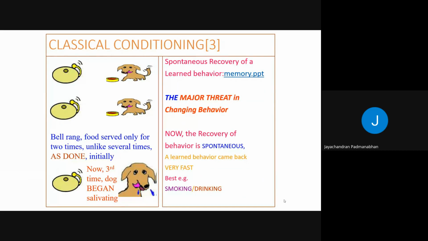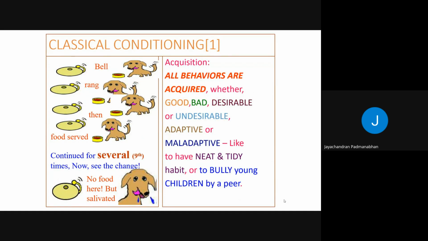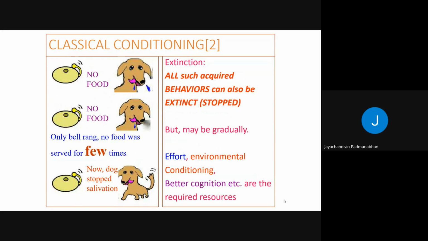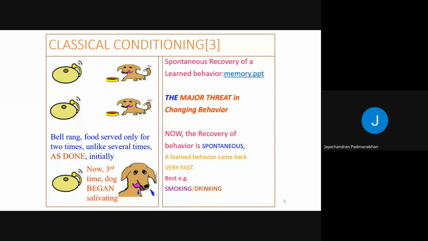Now he again rang the bell. Food was served. You should be clear about this. Earlier, in the first experiment, the bell was rung and food was served. Then after stopping, no food was served. Again, after stopping the behavior, he rang the bell and served the food. Here also, the dog received the food and heard the bell, but the dog did not salivate.